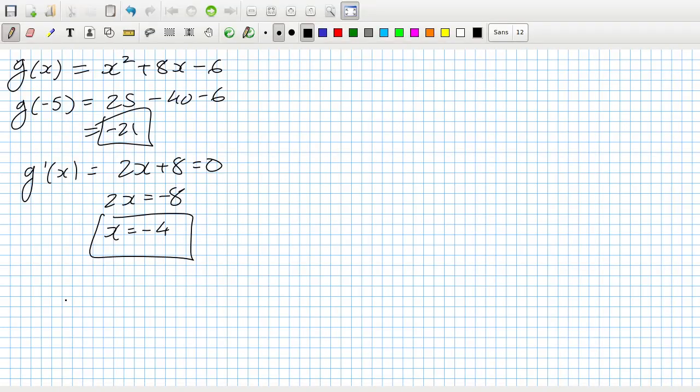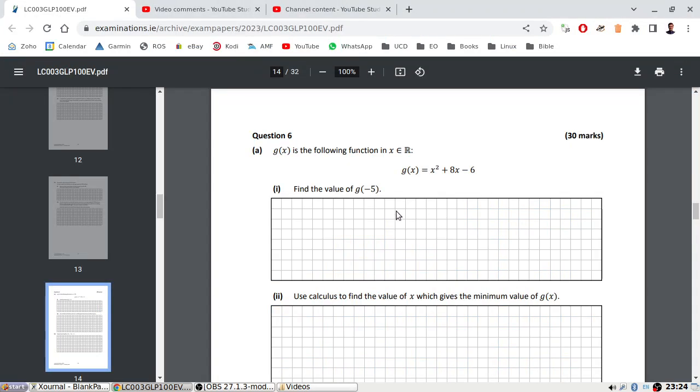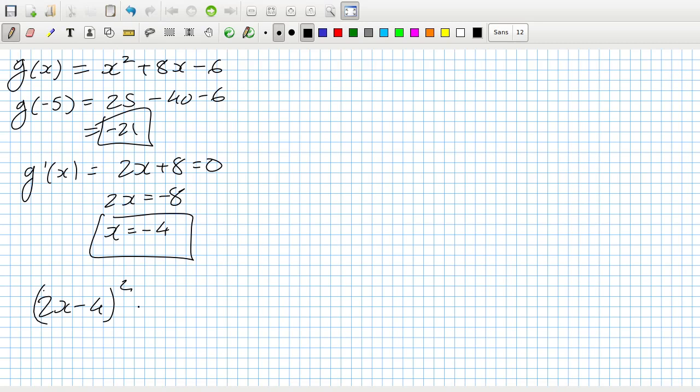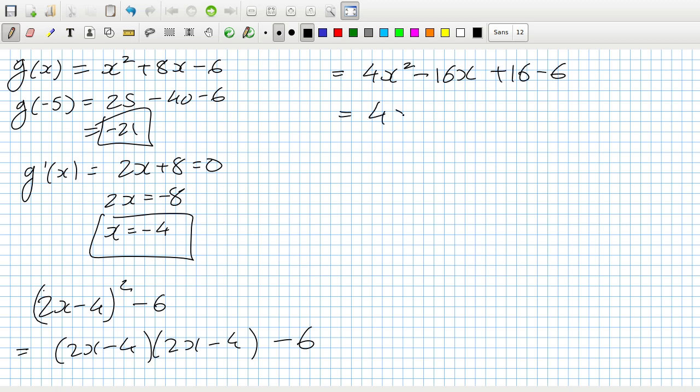Expand and simplify. 2x minus 4 squared minus 6. Okay, so that's 2x minus 4 times 2x minus 4, minus 6. So when you multiply that out, you'll get 4x squared minus 8x minus 8x, so that's minus 16x, plus 16 minus 6. So that's 4x squared minus 16x plus 10.